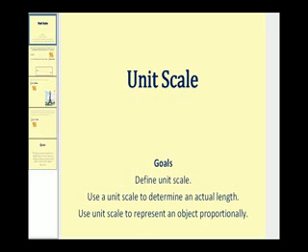Welcome to a lesson on unit scale. The goals of the video are to define unit scale, use a unit scale to determine an actual length, and then also to use unit scale to represent an object proportionally.